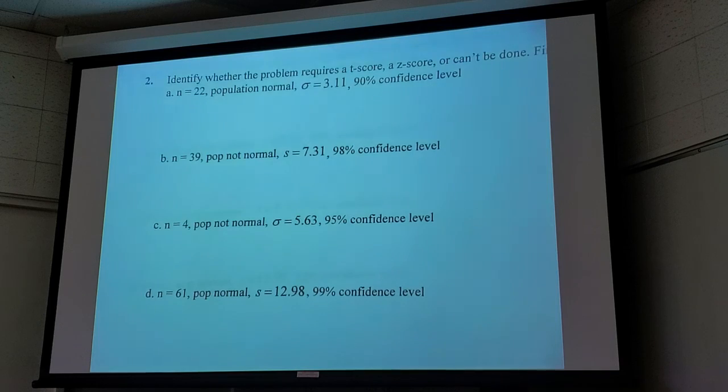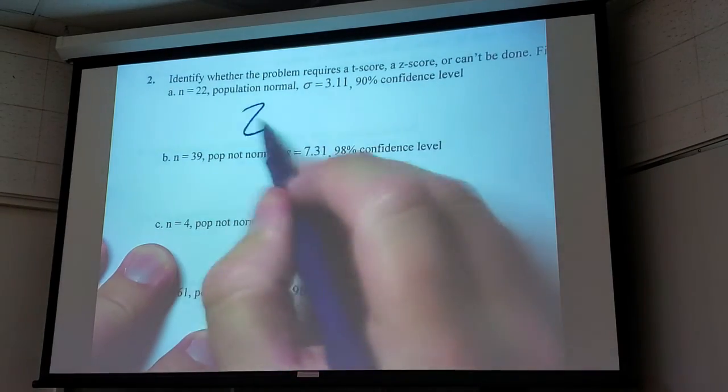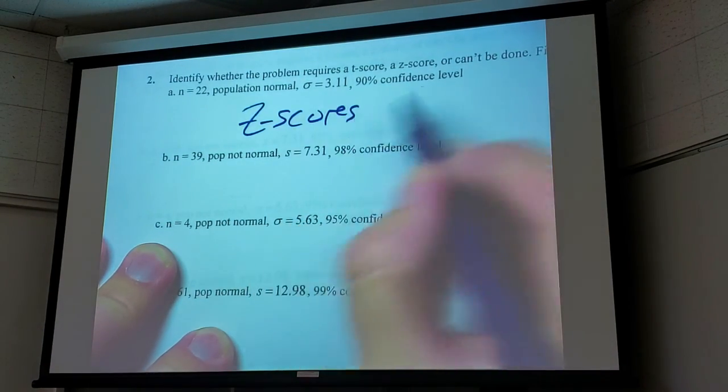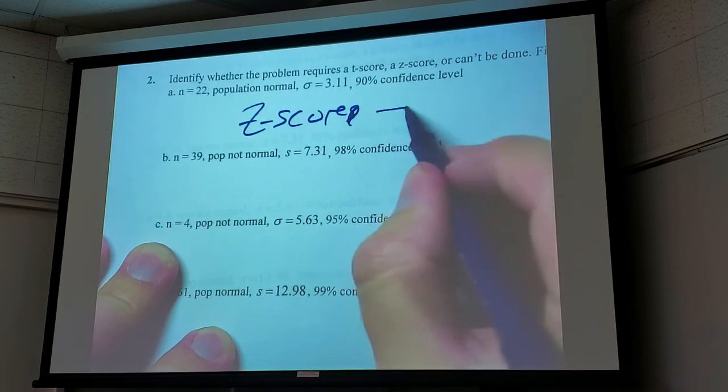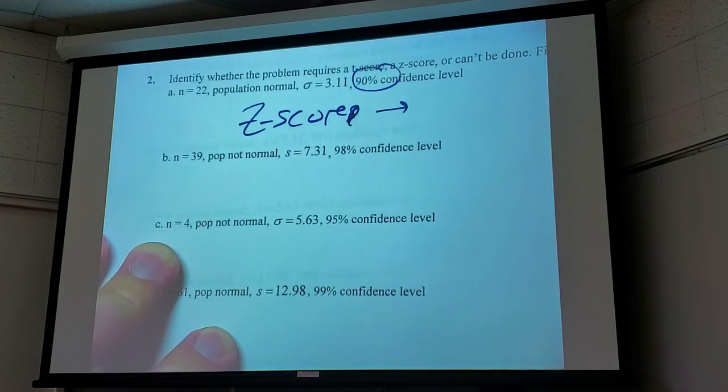So in your homework, there's going to be a couple problems, I think, where you know both. Don't use S if you know sigma. Don't. You can use z-scores then. So part A definitely can use a z-score, and I don't have to worry about degrees of freedom. I want to be 90% confident.